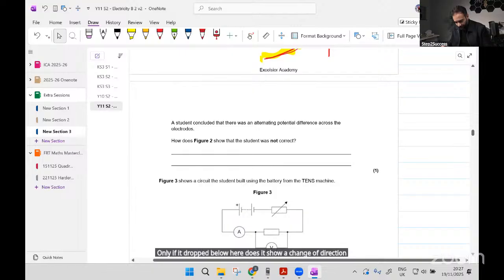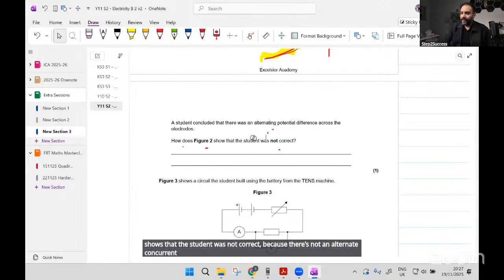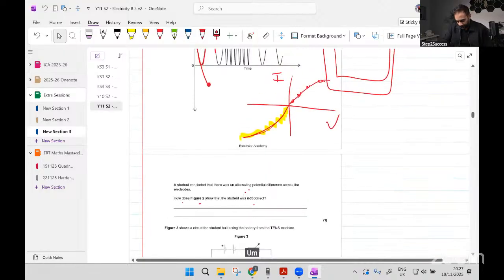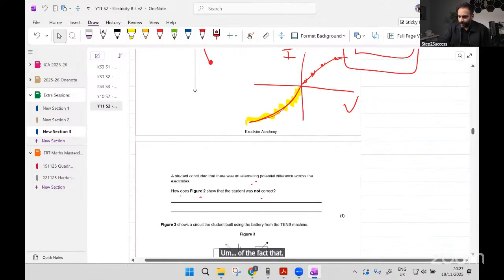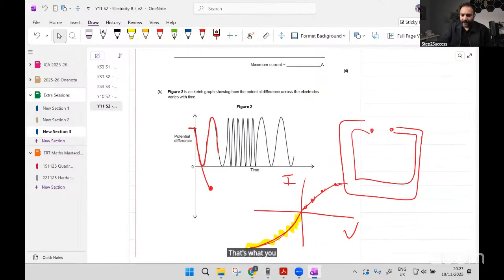So this question shows that the student was not correct. There's not an alternating current because of the fact that the graph shows it's always positive. That's what you're supposed to do. Current increases light intensity.